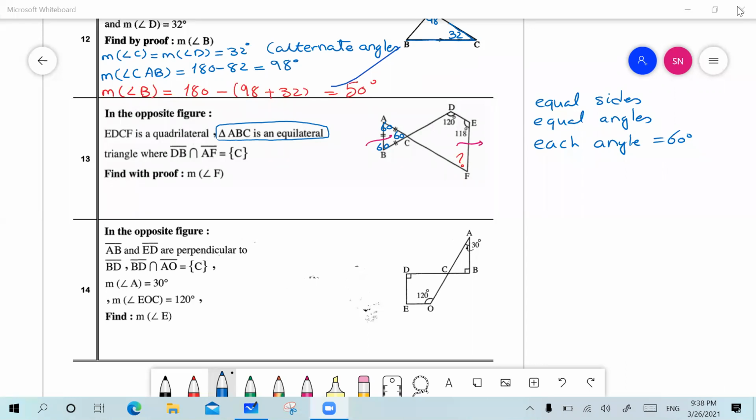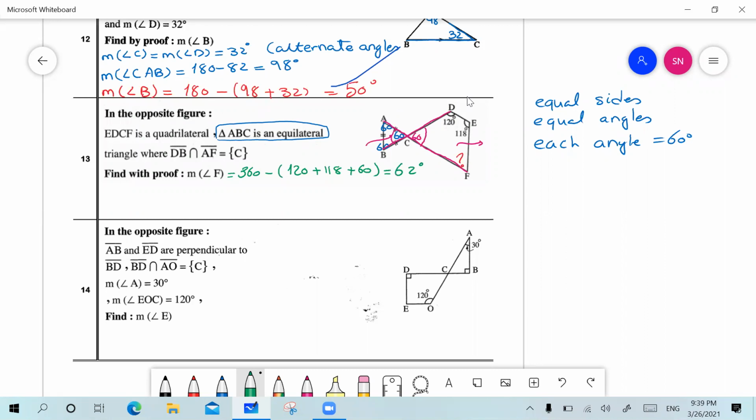طيب جودي ممكن تكملي؟ Yes. So these are vertically opposite angles. Exactly. Now you can see that those two lines are intersecting lines, يبقى عندي vertically opposite angles. So this angle is equal to this one because they are vertically opposite, so it is equal to 60 degrees. Now can you find measure of angle F? Yes. In any quadrilateral the sum of interior angles equals 360 degrees. So we're going to do 360 minus 120 plus 118 plus 60. This is going to equal 62 degrees. Thank you so much, dear.